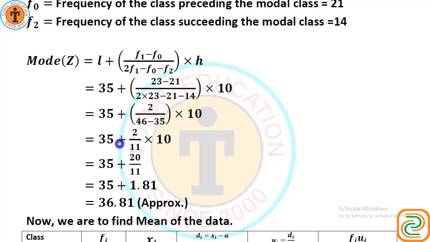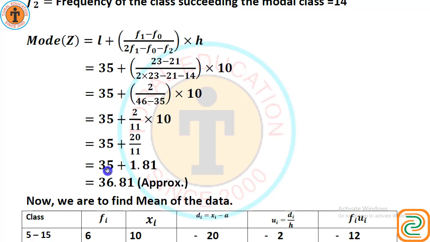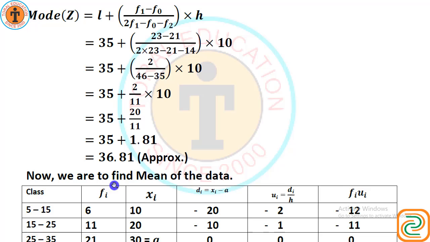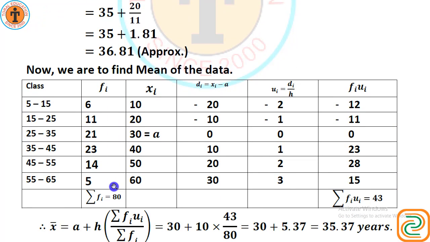We have 35 plus 2 upon 11 into 10. 2 into 10, that is 20. 20 upon 11. If we divide 20 by 11, we will get 1.81 approximately. So the sum of 35 and 1.81 is equal to 36.81 approximately. This is our mode, and now we are to find out the mean of this data.